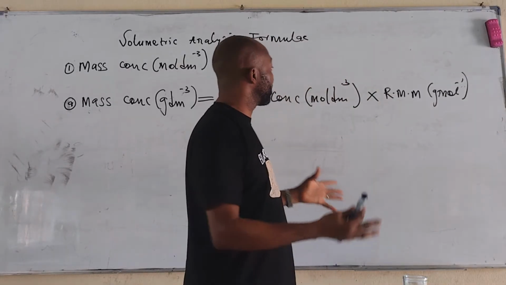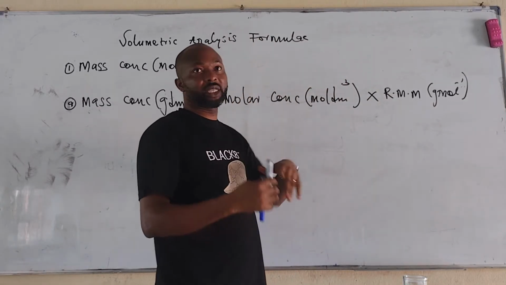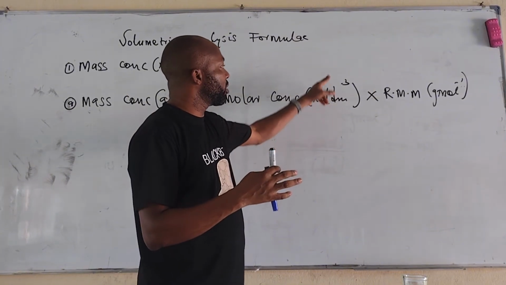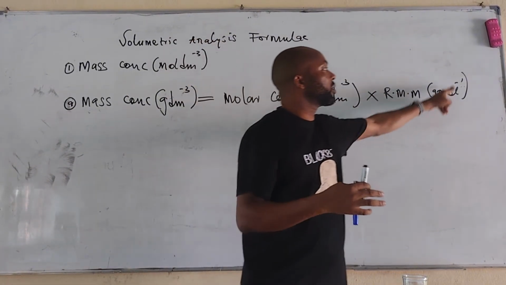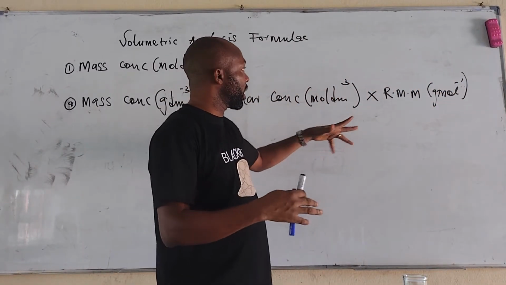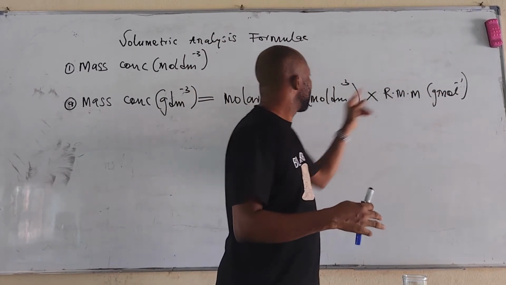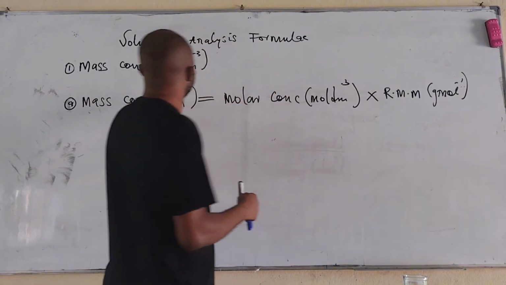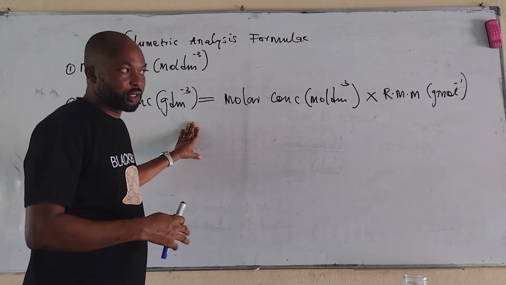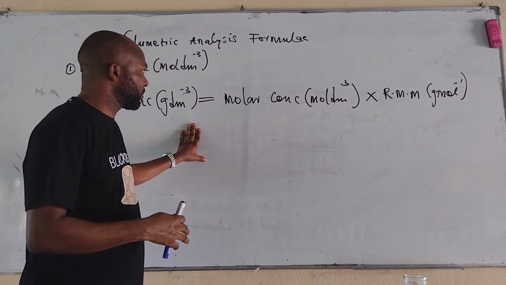Indices says that in the laws of indices, when numbers with equal bases are multiplied, their powers are added. This is mol raised to power 1. This is mol raised to power minus 1. 1 plus minus 1 is 0. And we're left with g per dm cube, which is the unit of mass concentration. It is important that we know that.